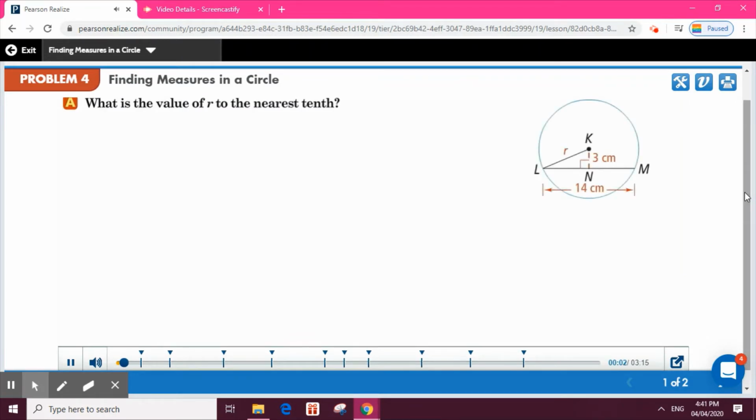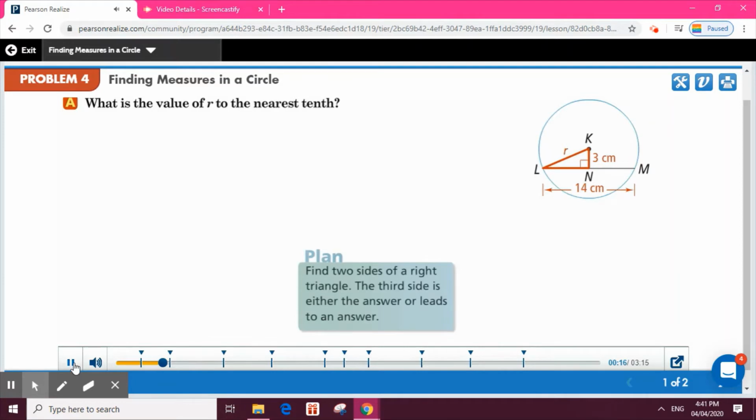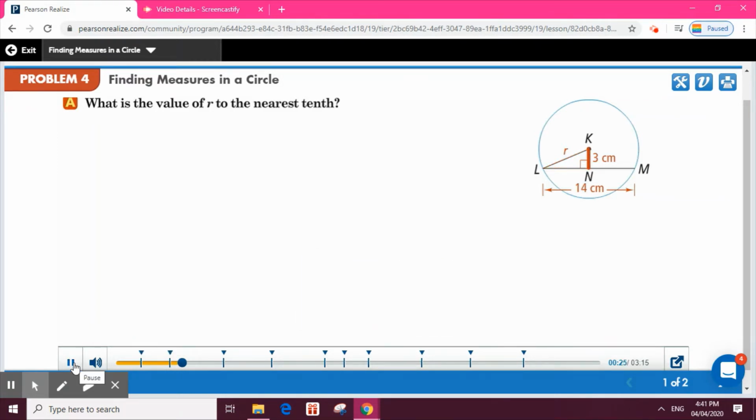In this problem, you will find measures of segments within circles. Part A. What is the value of r to the nearest tenth? What is your plan? Find two sides of a right triangle. The third side is either the answer or leads to an answer. Segment KN is part of a diameter of the circle. A diameter perpendicular to a chord bisects the chord.